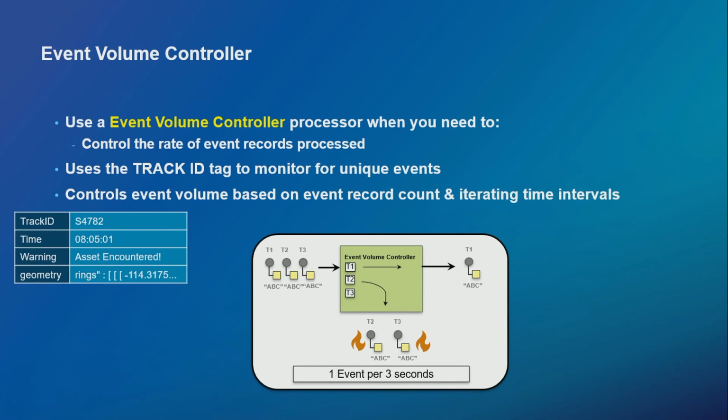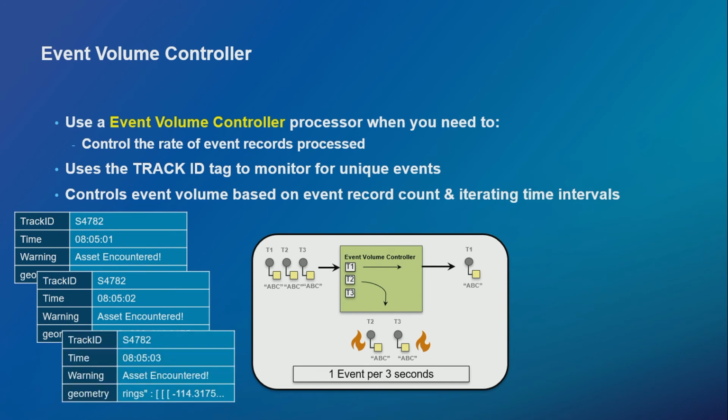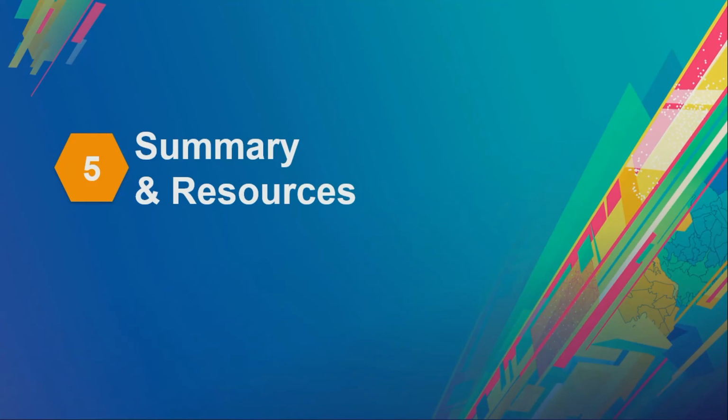And that's, again, what we see here. We got track ID S4782. It's unique. It's come in at time 8:05:01. Again, the same record's coming in at 8:05:02 and then at 8:05:03. The only one that's going to be passed through is the first one until that 3-second interval is up. So those are some of the new processors that are going to be available at 10.7.